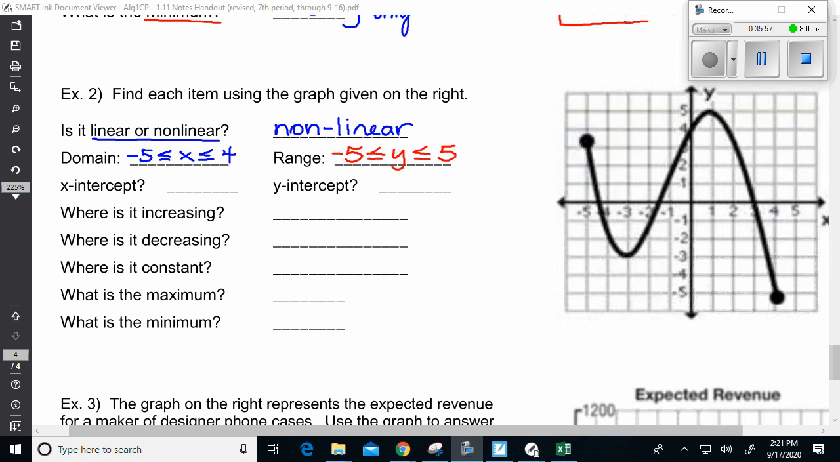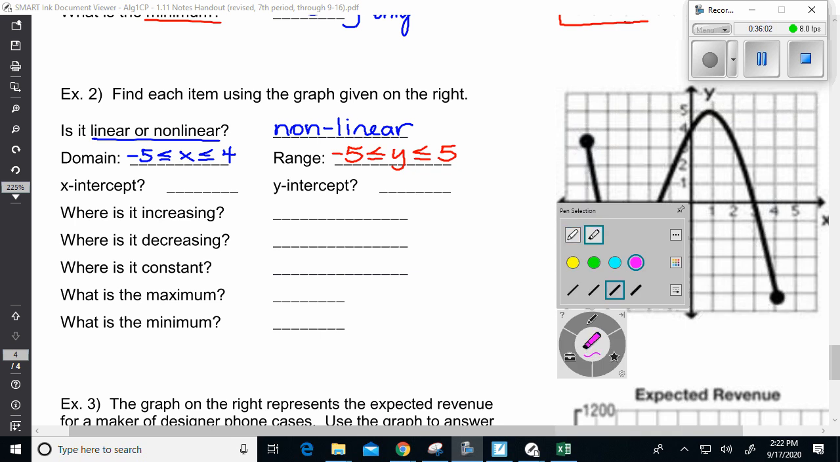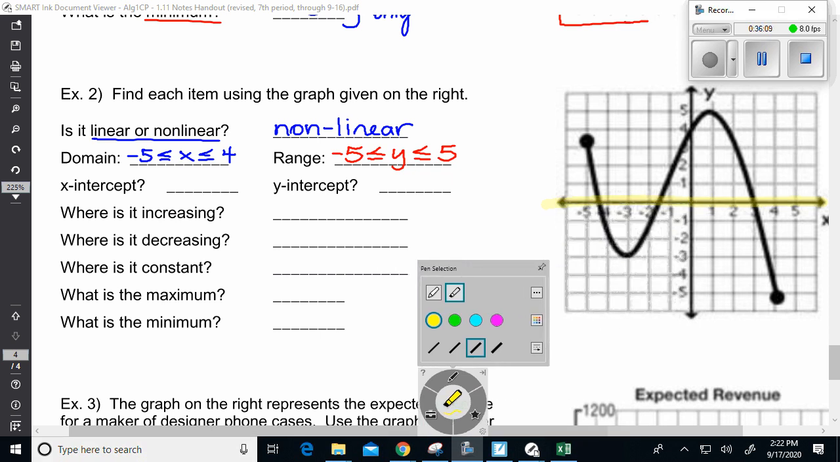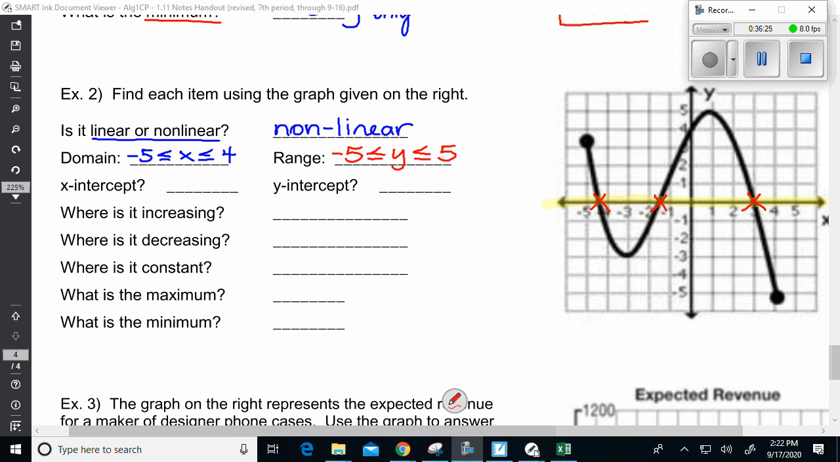All right, x-intercept. So x-intercept, I'm highlighting the x-axis. The graph, the curve, touches the x-axis there, there, there. So it touches it 3 times. We need all 3 numbers. We need all 3 times they touch.